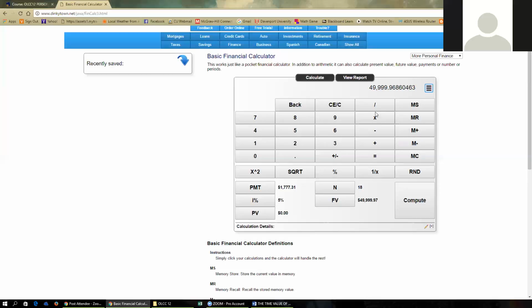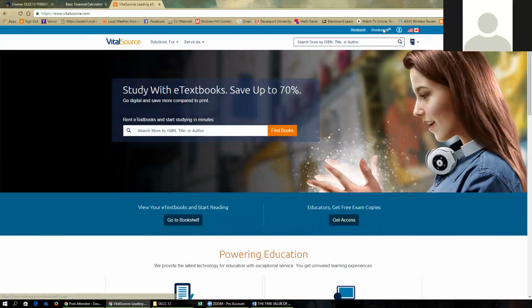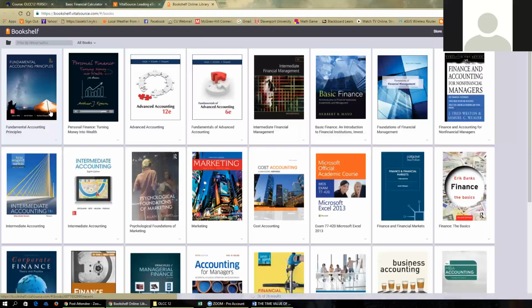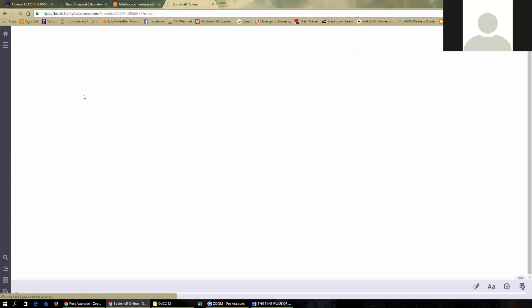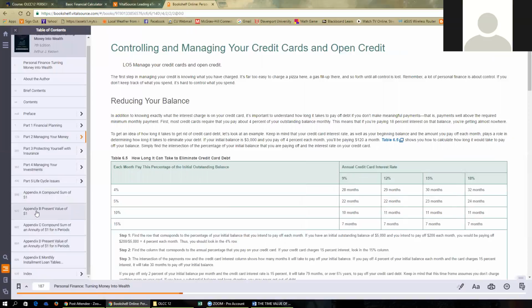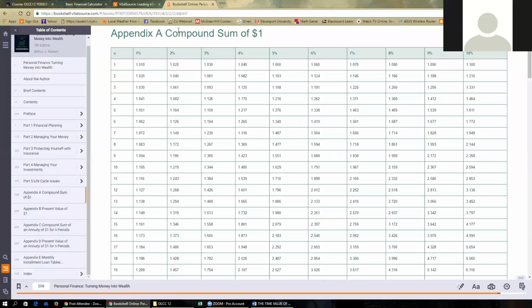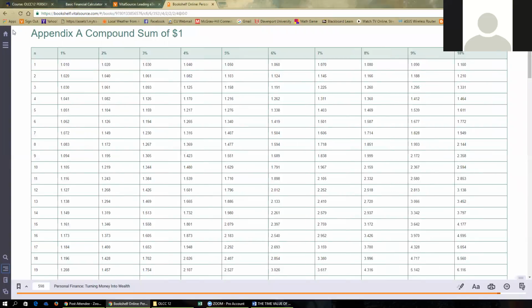Okay, I promised you to show you what the book had as available ways to do this. So I'm going to turn to the book. I have an electronic version of it, and that's what I'm trying to get open right now. And jump all the way back here to, there we go, compound sum of $1. These are charts at the appendix in the back of your book.